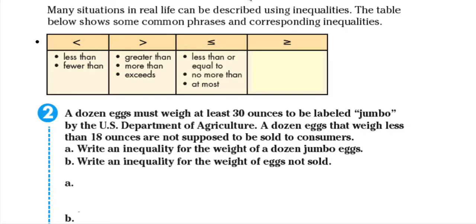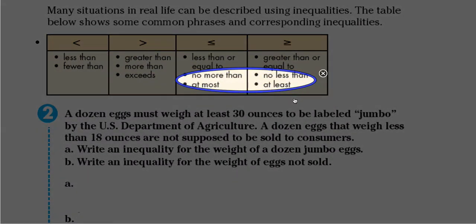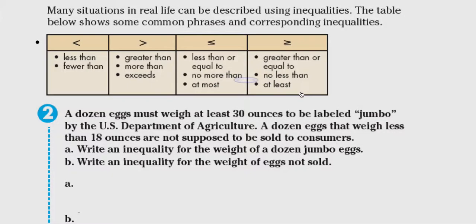These two phrases can be confusing, so remember these two. No more than means less than or equal to. At most also refers to less than or equal to. And finally, greater than or equal to phrases can be no less than or at least. So these four phrases are the ones that will be coming up and will be very confusing if you are not careful. Things to remember.